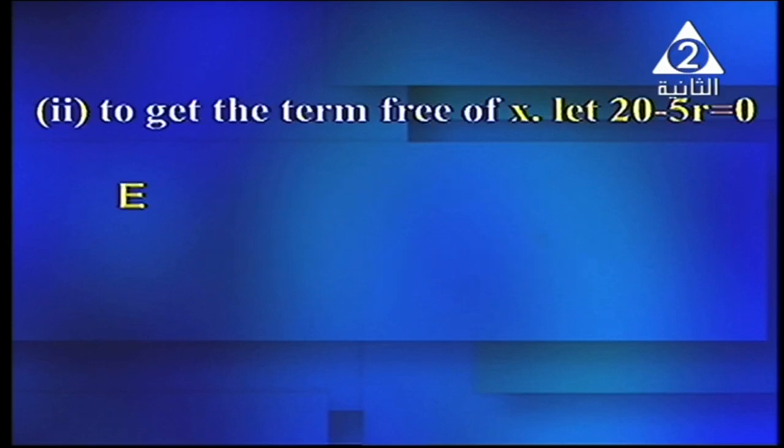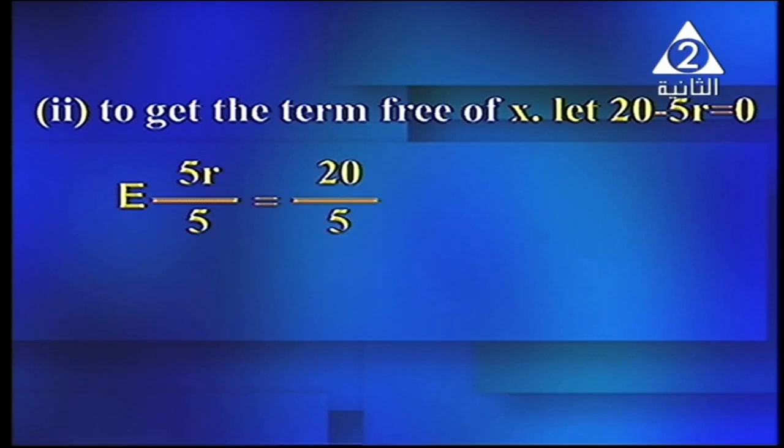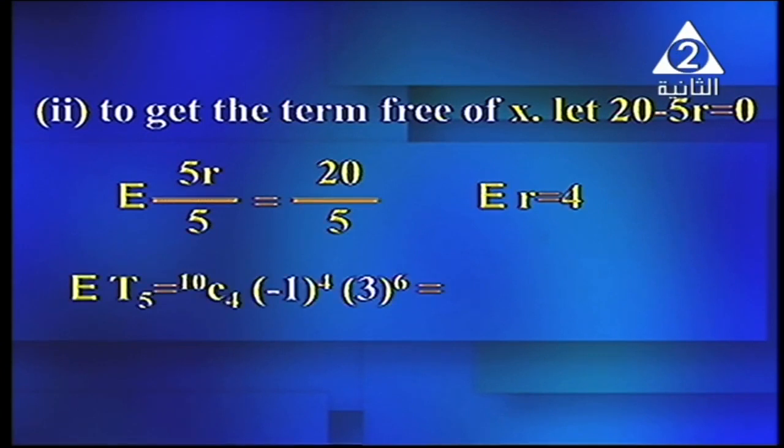My dear student, to get the term free of x, let 20 minus 5r equals 0, then r equals what? r equals 20 over 5, r equals 4. Then T5 equals 10C4 (negative 1)^4, 3^6, and using a calculator we find the value.